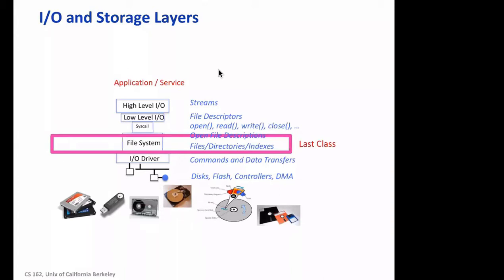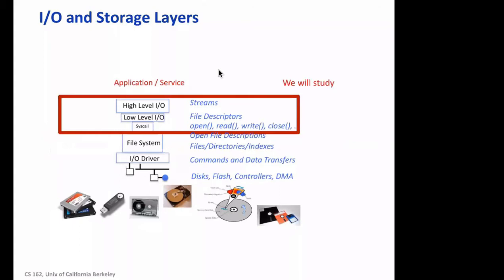Okay, so this is what we have covered earlier, right? We have covered files, directories, indexes, etc. So we started from the bottom actually, architecture of file system in general. Okay, and now today we will study streams, which are basically used by users.